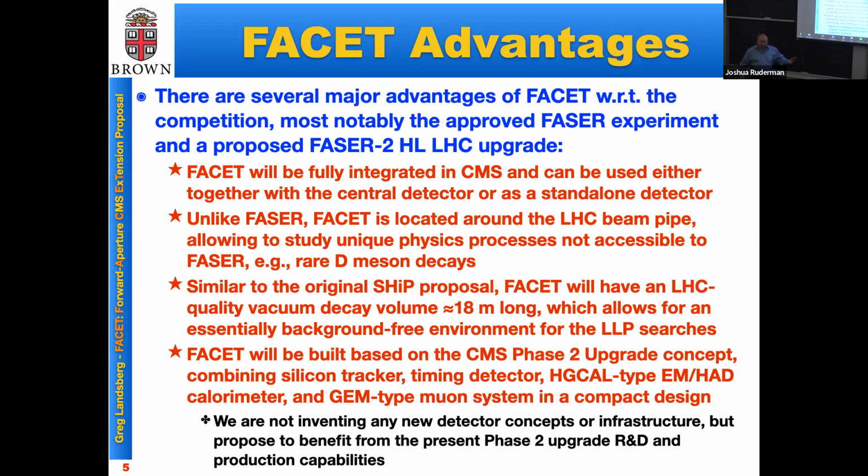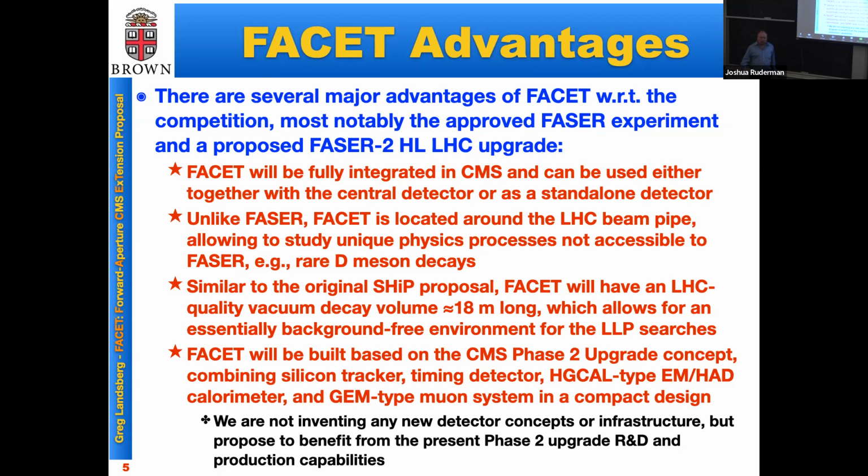For instance, we could even do some Standard Model physics, such as W decays, because D mesons and charm are produced in enormous quantity at the LHC in this region. So similar to the original SHiP proposal, FACET will have an LHC-quality decay volume, which is about 18 meters long.